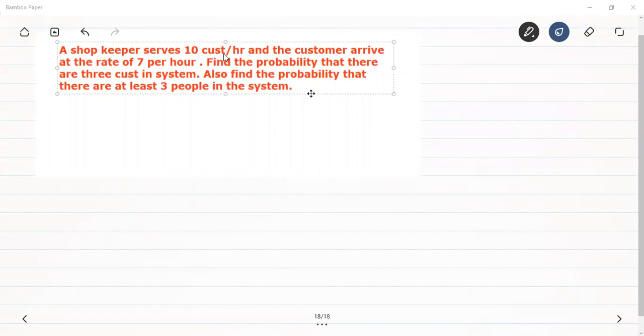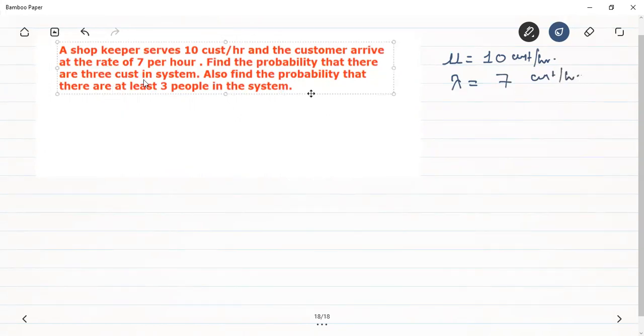A shopkeeper serves 10 customers per hour. Okay, एक shopkeeper सर्व करता है, 10 customers per hour. So ये किसकी बात कर रहा है, ये सर्विस की बात कर रहा है, और कस्टमर पर आवर यूनिट दिया है, that is he is talking about the service rate. And customers arrive at the rate of 7 per hour. It's very easy, that it is lambda equal to 7 customers per hour.